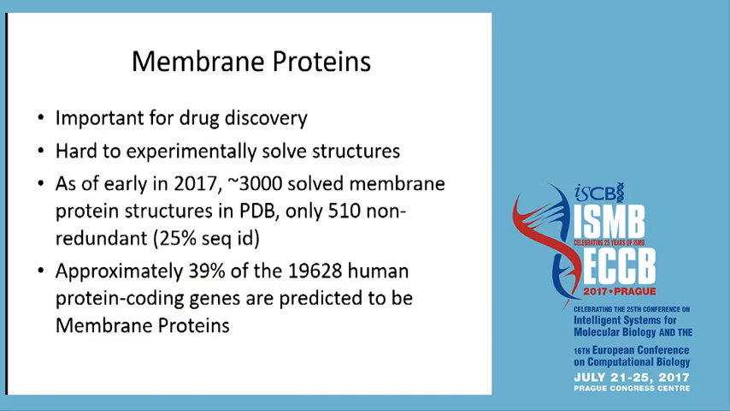In the last talk, we learned that membrane proteins are very important for drug discovery, but unfortunately, it's very hard to experimentally solve structures for membrane proteins. There are about 3,000 solved membrane protein structures in the PDB, but if we do clustering based on sequence, there are only about 500 non-redundant membrane protein structures. We also did some study on human genomes, and we found that between 30 to 40% of human protein coding genes are predicted to be membrane proteins.